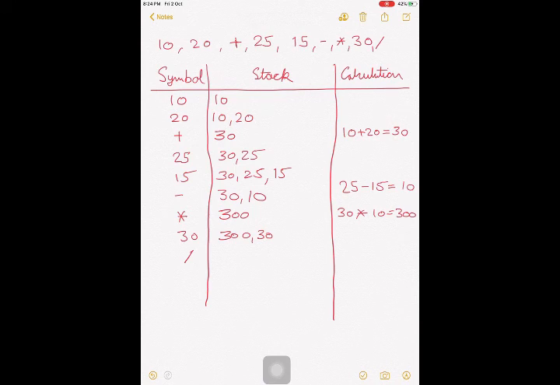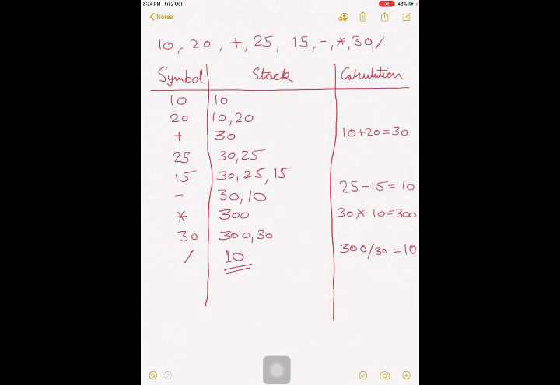So 300 divided by 30, that is equal to 10, and this 10 will be pushed to the stack, and we have come to the end of our expression. So whatever is left on the stack will be the answer. So this 10 is the result. Okay, so this 10 will be the answer of this question. So you have evaluated the postfix expression and you got the answer as 10.